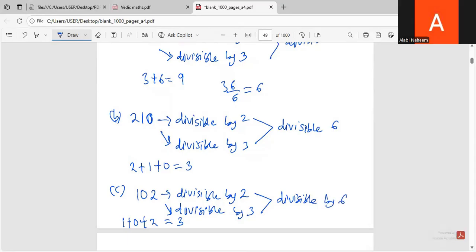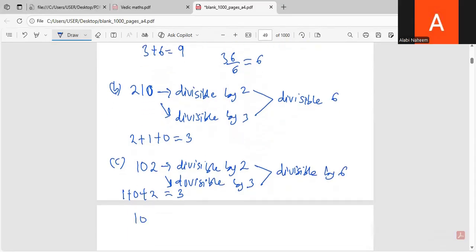So let's confirm if that is true. 102 divided by 6. 6 in 10, that's 1. I mean, 6 in 10 is 1, remainder 4. Then 6 in 42. Let's confirm if 42 is divisible by 6. Even though 6 in 42 is 7, let's confirm that using our rule.